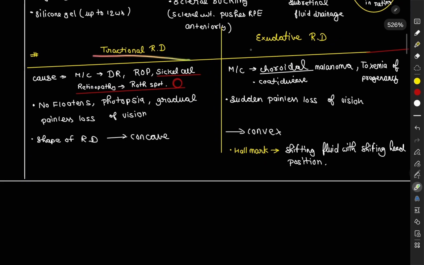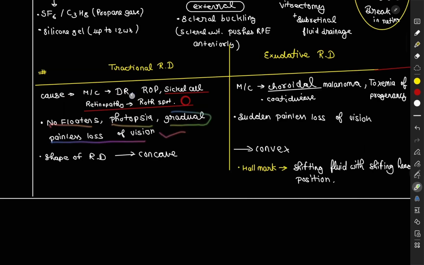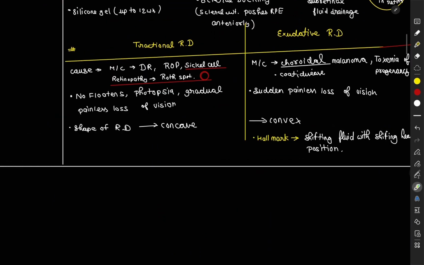The other two are tractional and exudative. In the tractional type, the causes include most commonly diabetic retinopathy, and ROP, and sickle cell retinopathy, which shows the Roth sign. In the Roth sign, there is a hemorrhagic circle with an empty space. There will be no floaters or photopsia, and there will be gradual loss of vision. Instead of sudden painless loss of vision, you will see gradual painless loss of vision. The shape of the retinal detachment will be concave, but in exudative and Rhegmatogenous, you will see the shape of the retinal detachment as convex.